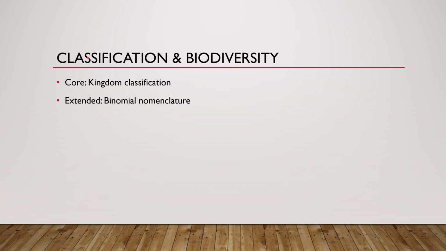This unit is about classification and biodiversity. Here at core level, students study the kingdoms of living organisms. At extended level, students learn binomial nomenclature with explanation and examples.